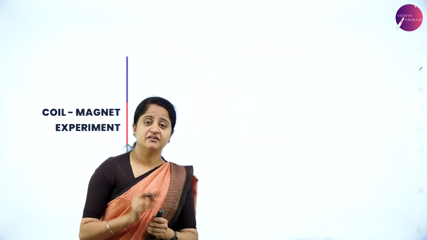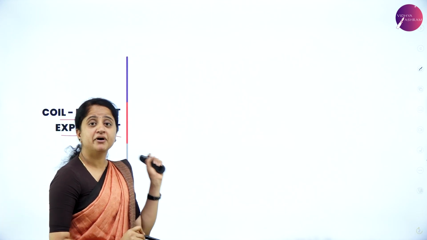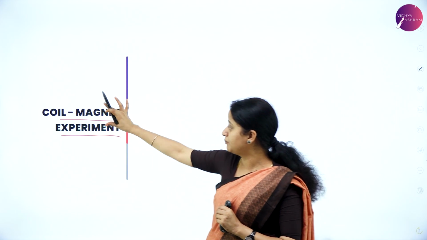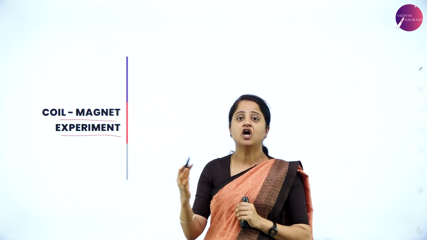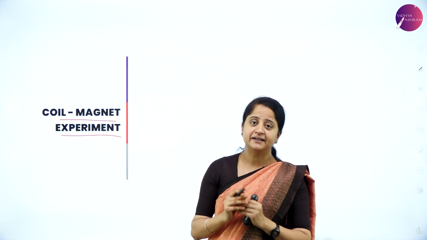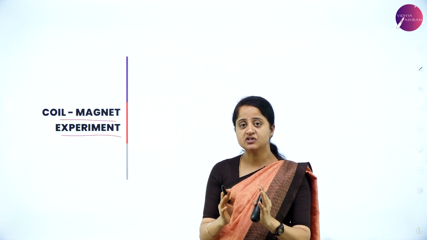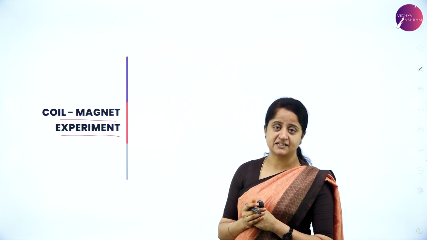Let us begin with the first topic of the chapter, that is the coil magnet experiment performed by a scientist called Faraday. So what was his observation in discovering the electromagnetic induction with the help of the coil magnet experiment? He performed various experiments like the coil magnet experiment and the coil-coil experiment to discover electromagnetic induction. And he also gave some observations theoretically by performing these experiments.